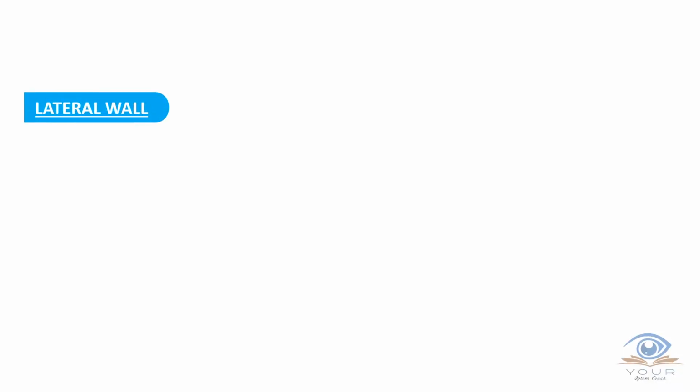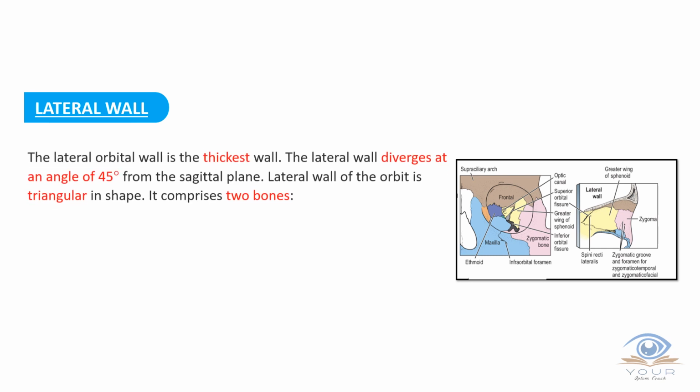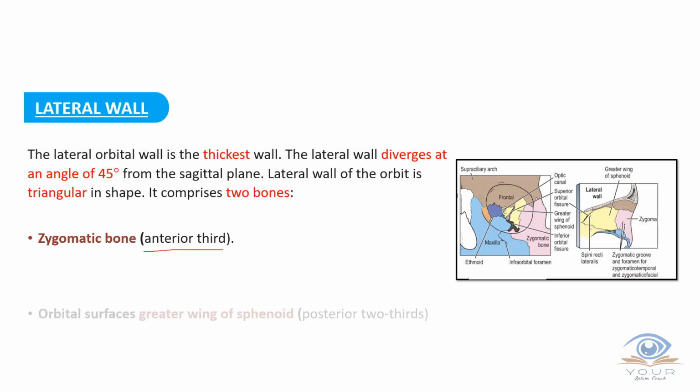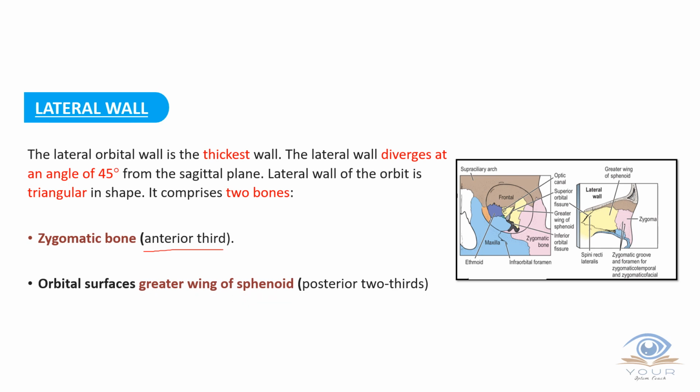Now the next wall that we will be discussing is the lateral wall. The lateral orbital wall is the thickest wall. The lateral wall diverges at an angle of 45 degrees from the sagittal plane and 90 degrees from the other lateral wall. The lateral wall of the orbit is triangular in shape and comprises 2 bones: the zygomatic bone, which forms the anterior third, and the orbital surface of the greater wing of sphenoid, which forms the posterior 2/3.